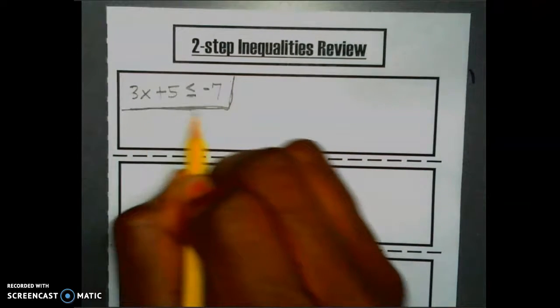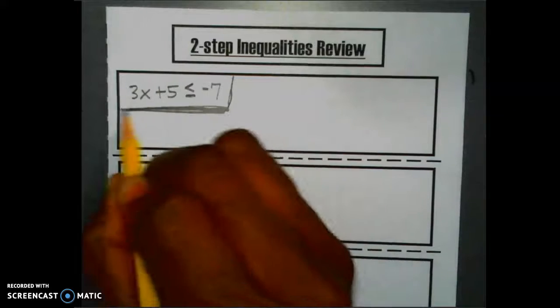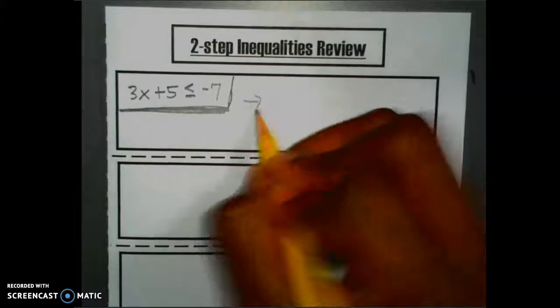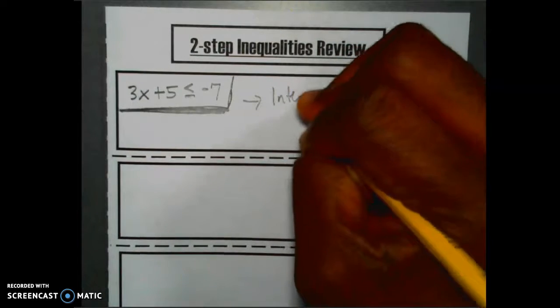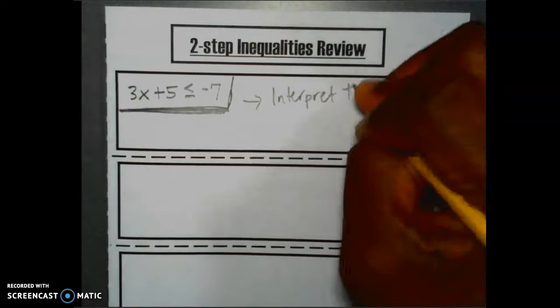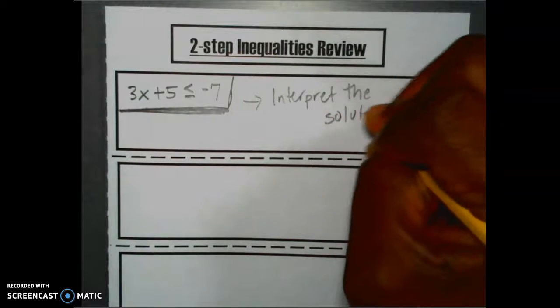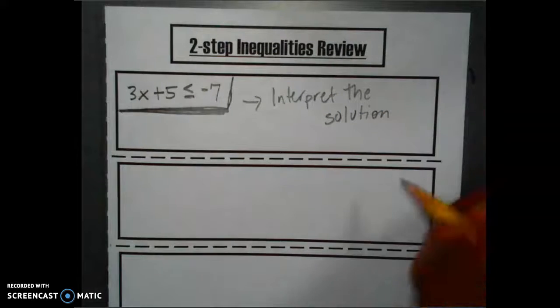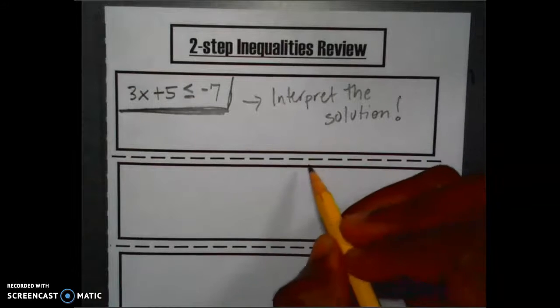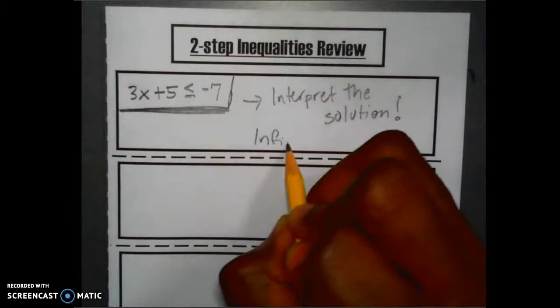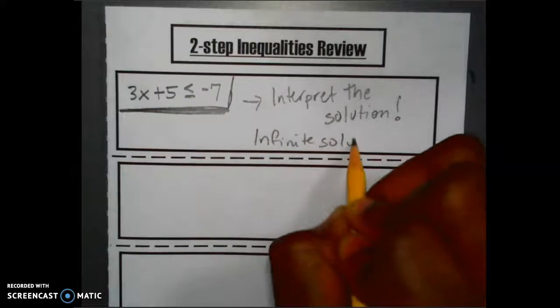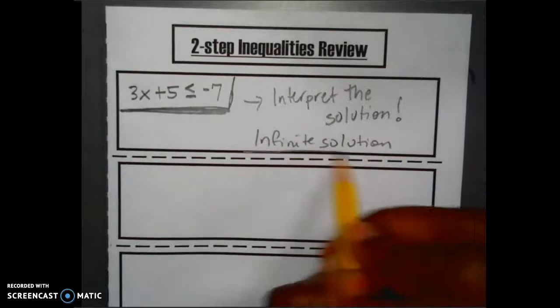Now, again, I'm going to need to interpret my solution and ask myself, how many possible solutions can there be? In this case, there are an infinite number of solutions, but I'm going to narrow it down to an example solution set. So there are infinite solutions, and I'll show you what that looks like in just a moment.